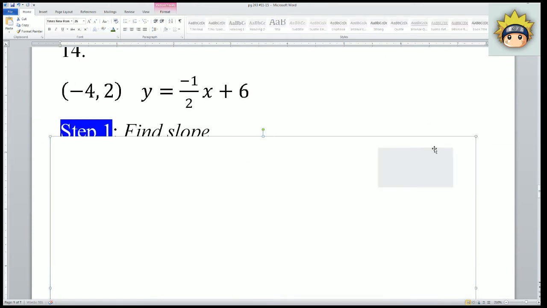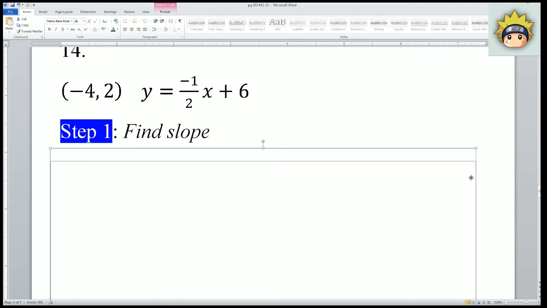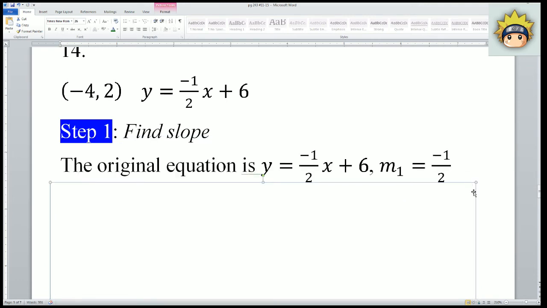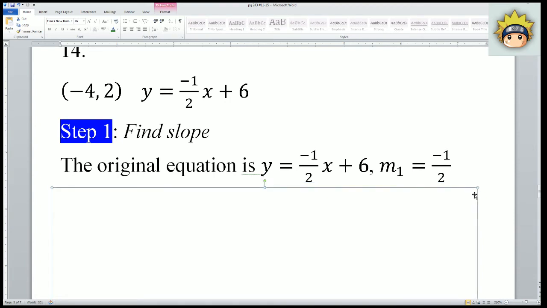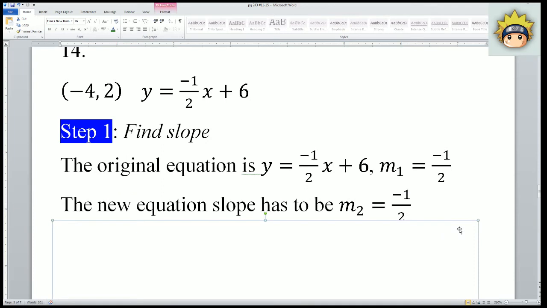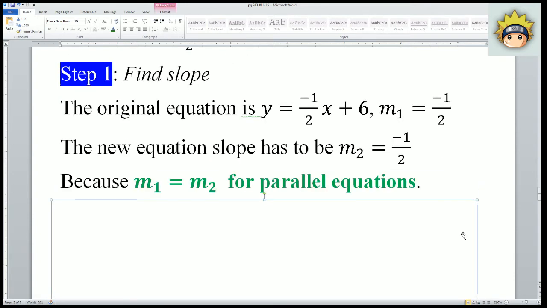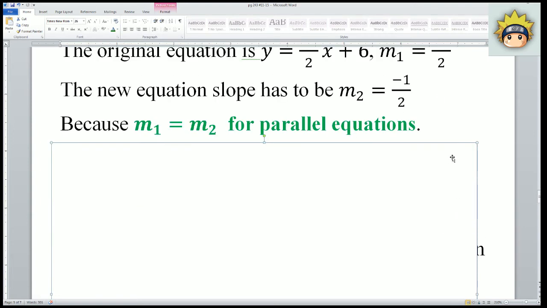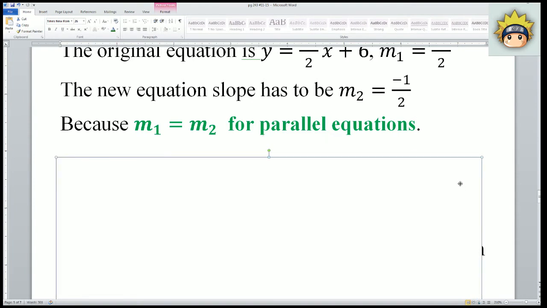What is the first step? You are correct. It is always to find the slope. The original equation is y equals negative 1/2 x plus 6. So the slope here is negative 1/2. Negative 1/2 is the slope. It is the number in front of the x. The new equation has to have the same slope of negative 1 divided by 2 because m1 has to be equal to m2. The slopes have to be the same for the equations to be parallel. And we discovered that to be true when we did our discovery activity in class.